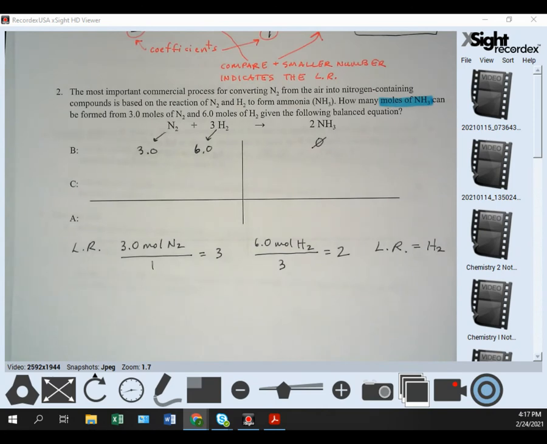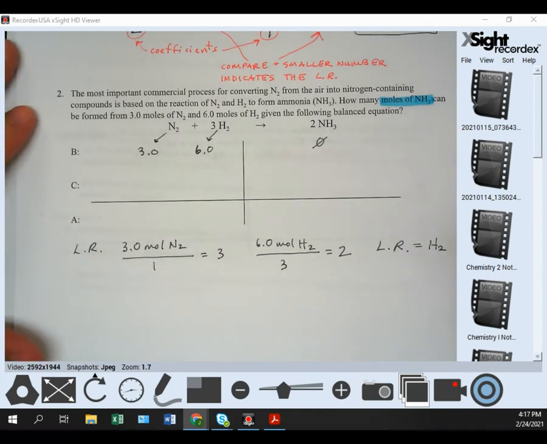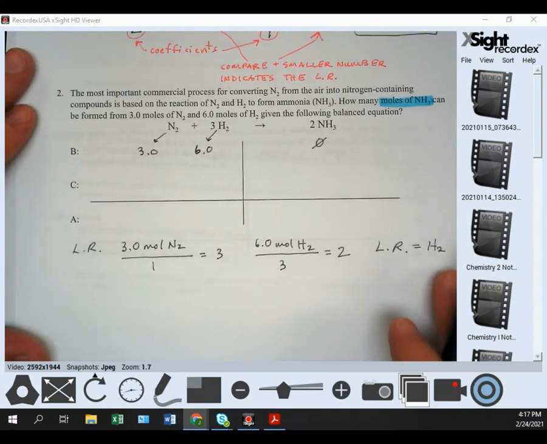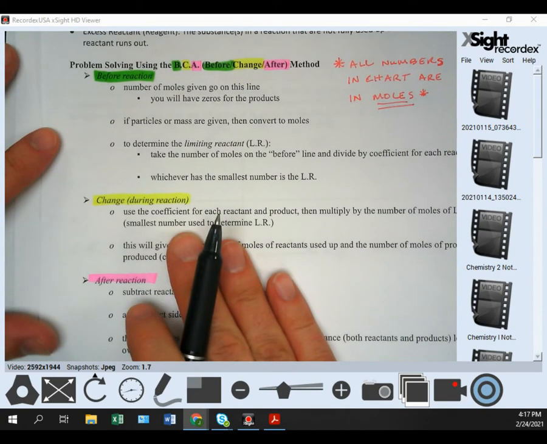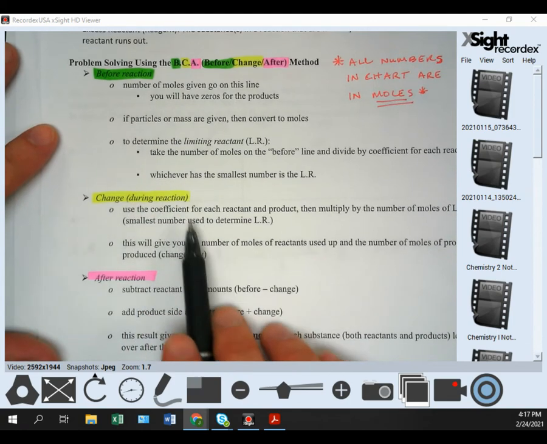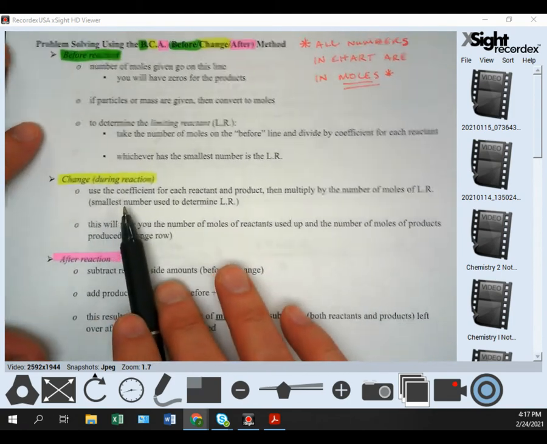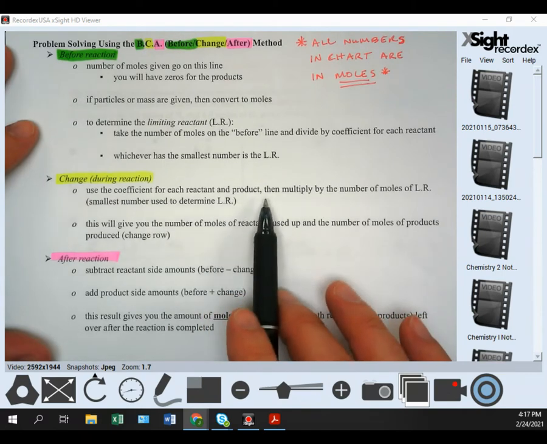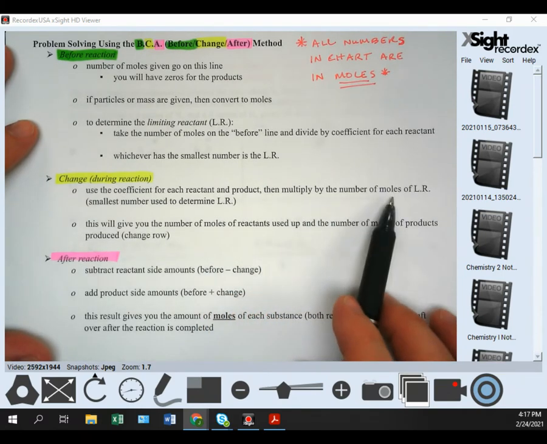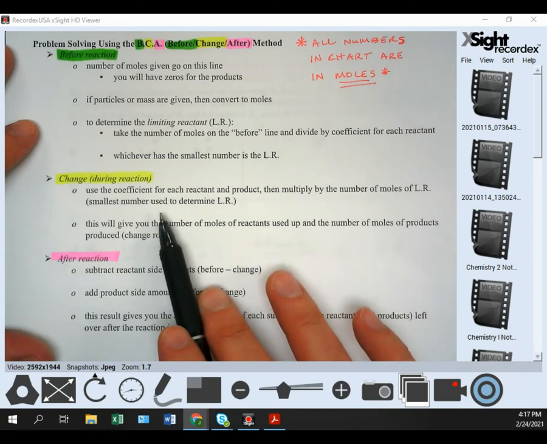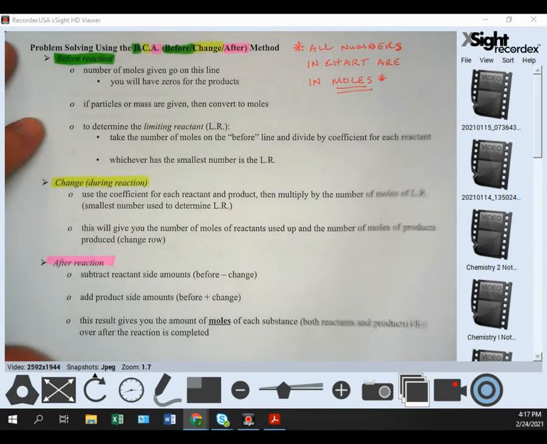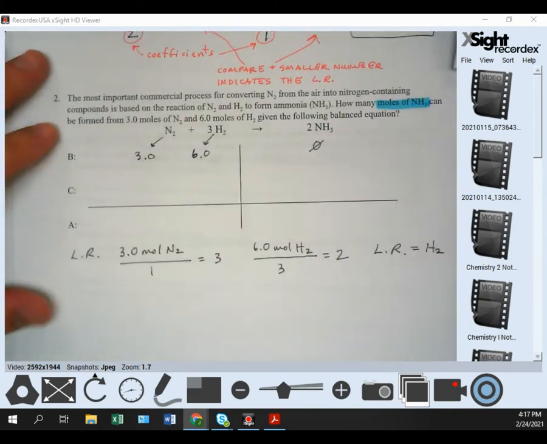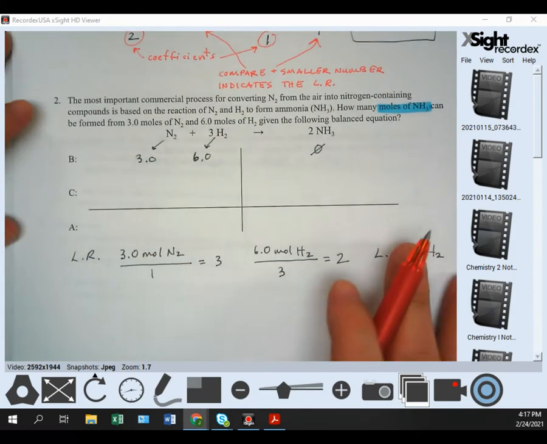All right, so to finish this off, at this point, we figured out that the limiting reactant is H2. Okay, now, here's what we do with that. To get the change row, the change during the reaction, use the coefficient for each reactant and product, then multiply by the number of moles of the limiting reactant. In other words, the smallest number that was used to determine the limiting reactant. You don't have to write this in the chart all the time. I'm going to put it in here just to show you.